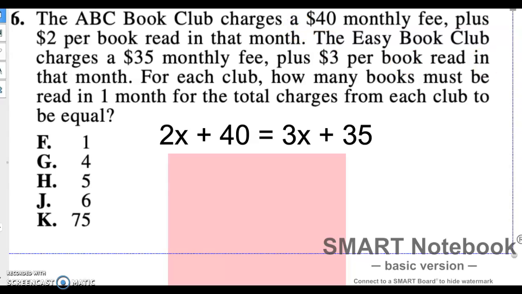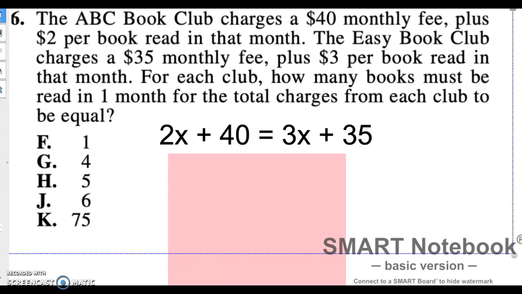All right, so this problem says the ABC Book Club charges a $40 monthly fee plus $2 per book read in that month. The Easy Book Club charges a $35 monthly fee plus $3 per book read in that month. For each club, how many books must be read in 1 month for the total charges from each club to be equal? So here we're working with linear equations.